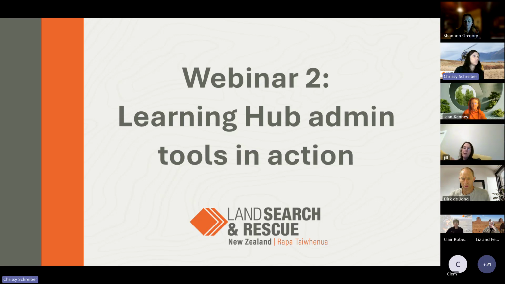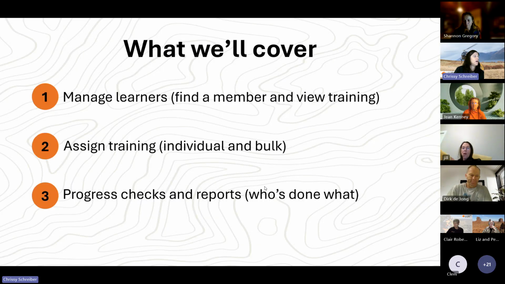Right, let's have a look at what we've covered tonight. So first of all, we look at managing learners. So finding a member and viewing their training. Then we're going to look at assigning training, specifically assigning training to an individual member, but then also the big time saver, how to assign training in bulk. And then lastly, I'll show you how you can run reports where you can check progress of your members. And you can also save those reports so that they are automated and go directly to your email so that you don't have to check on a regular basis.